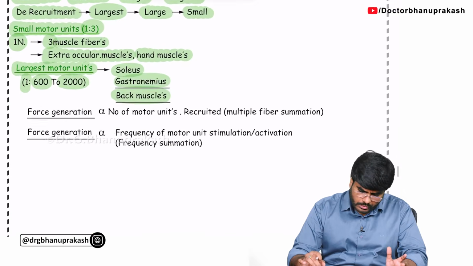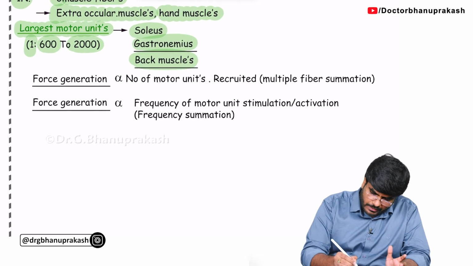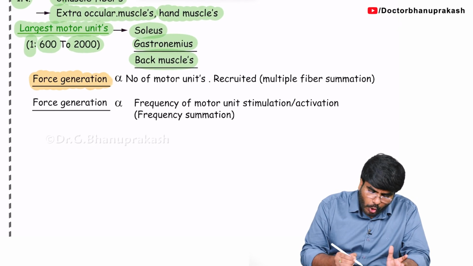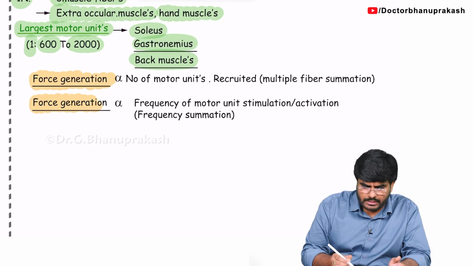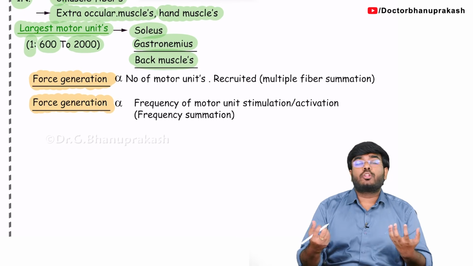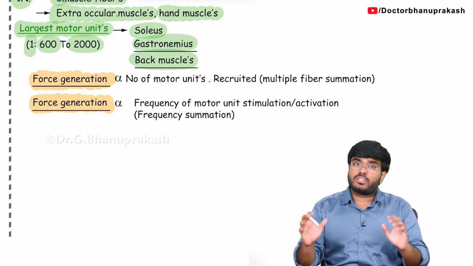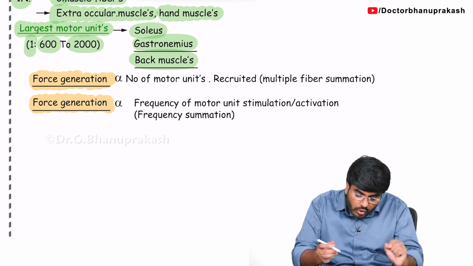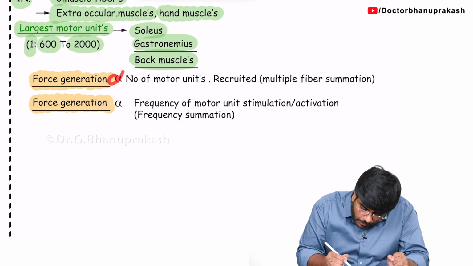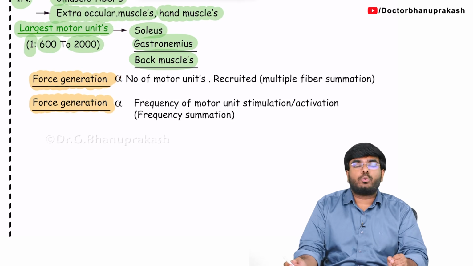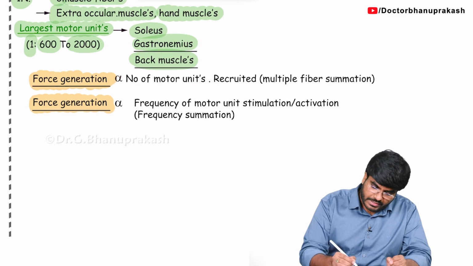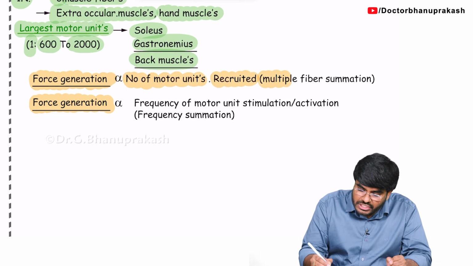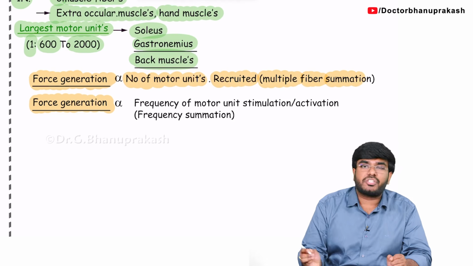Look at the force generation. The force generation is dependent on two important things. There are other things also, such as the myosin cross bridging, the number of myosin cross bridges. But right now, I am mainly talking about the motor unit. Force generation is directly proportional to the number of motor units recruited. The more motor units recruited, the more force is generated. This is called multiple fiber summation.